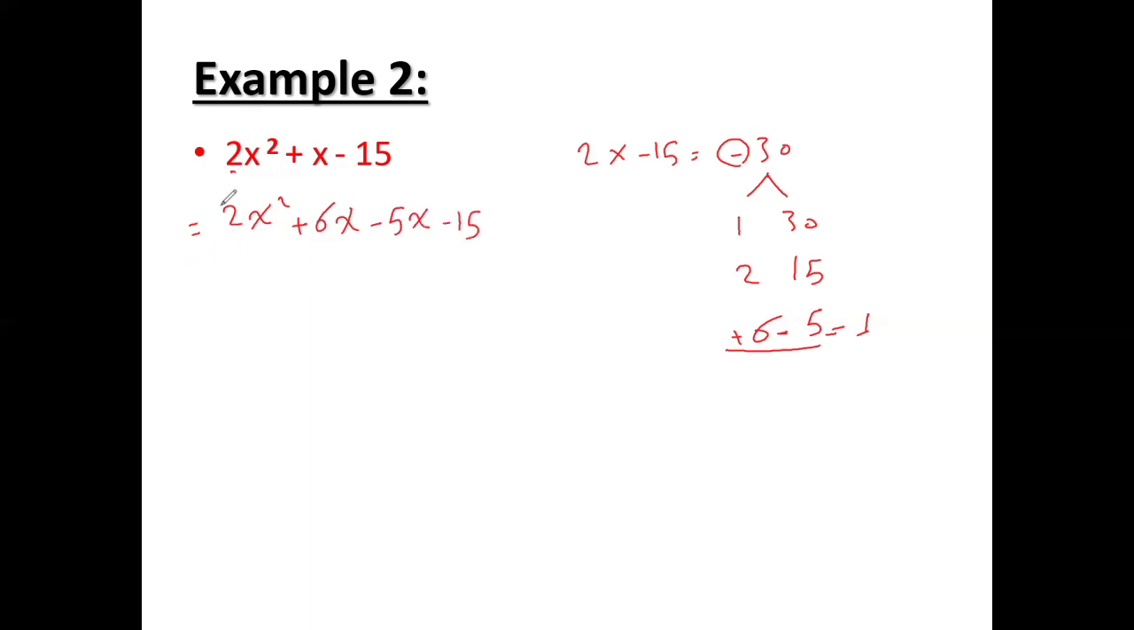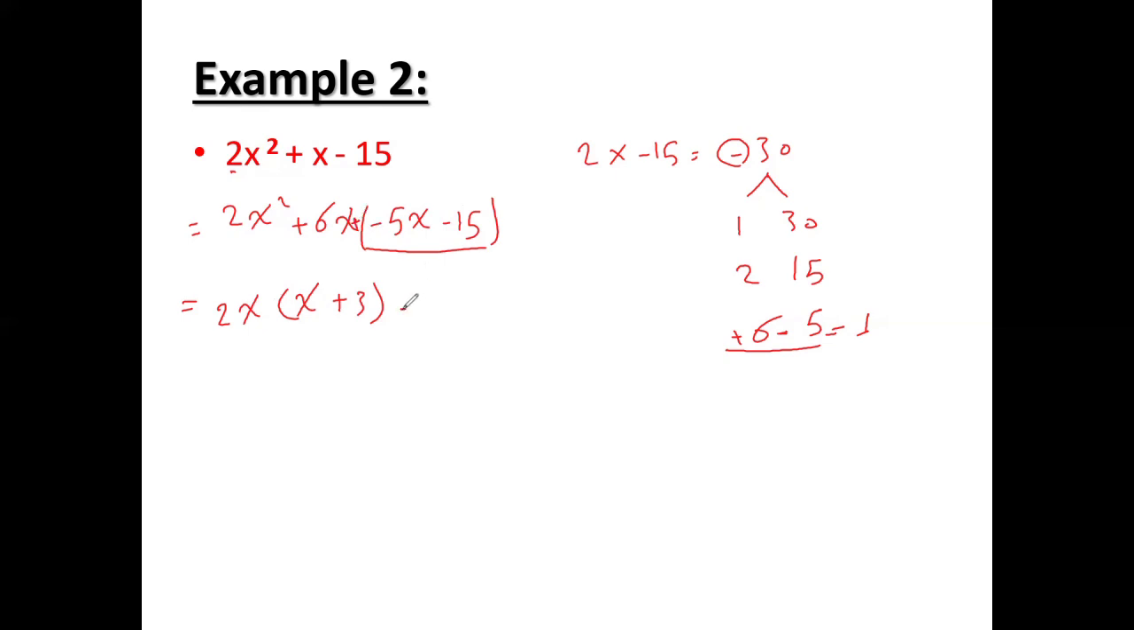Now, let's take out the GCF. For the first two terms, we will get 2x as common factor. Now, let's divide it. So we will get x plus 6 over 2 is equal to 3, and x cancels with x. Here, focus on that, because we have two negative signs.